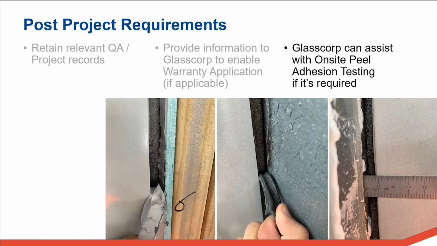And thirdly and finally, we often assist with on-site peel adhesion testing, which is testing done on completed sealant joints. And it's sometimes a requirement that will come through from a building consultant, for example. These photos illustrate the details we check for, the adhesion of the sealant to the adjacent substrates, and the dimensions of the sealant joint. The width to depth ratio is something we'll be looking at as I described before.